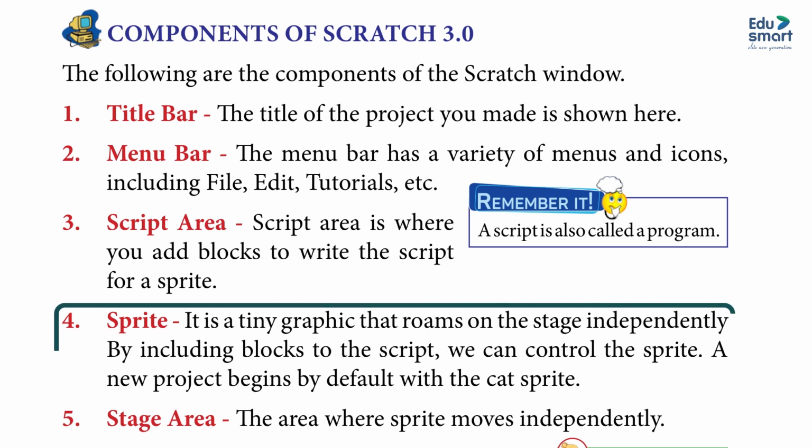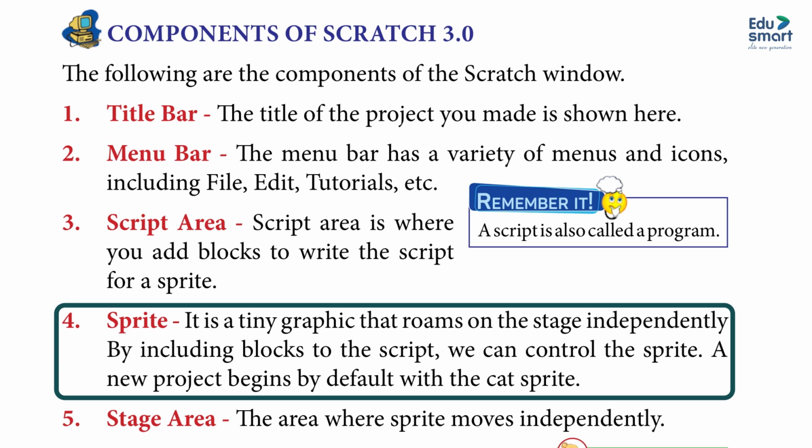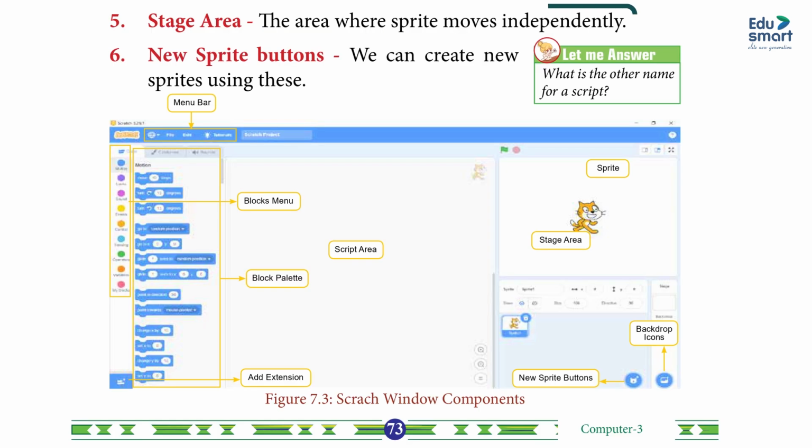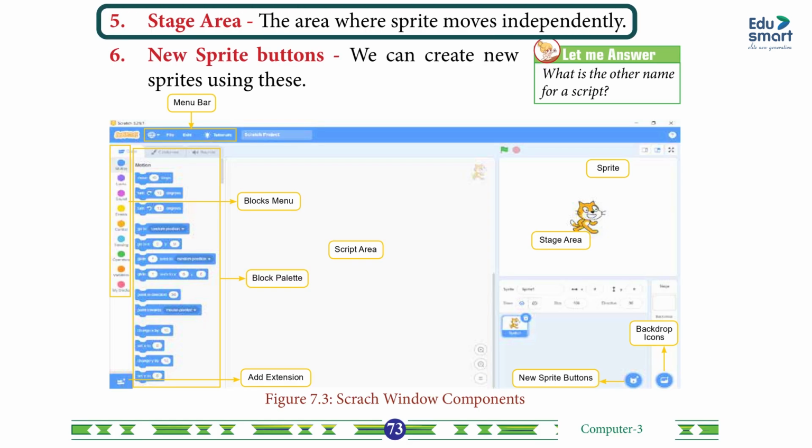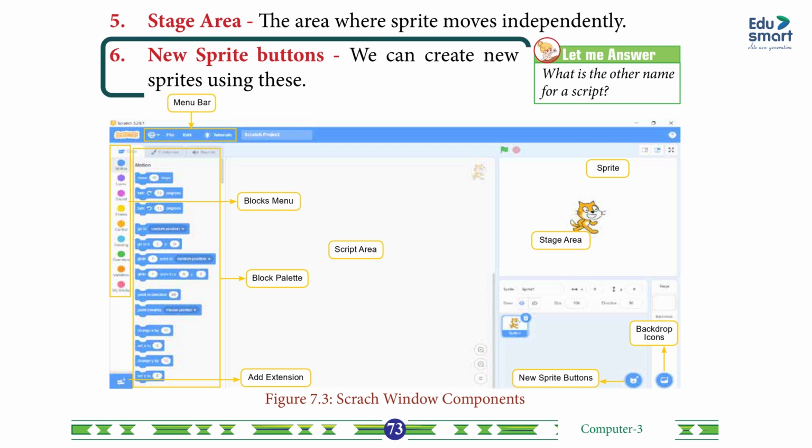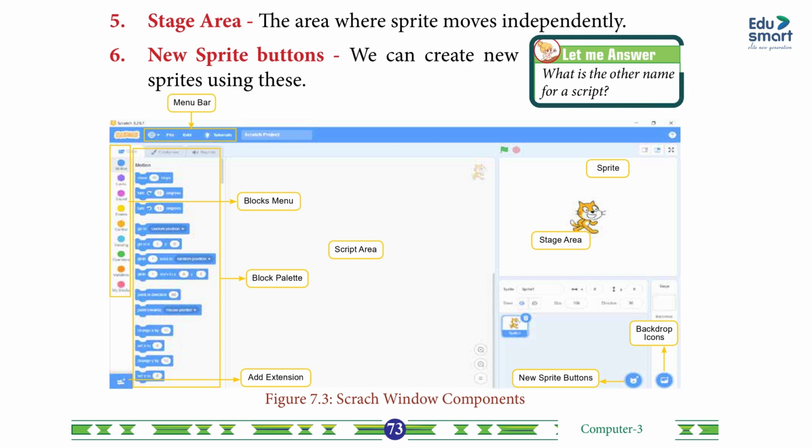4. Sprite. It is a tiny graphic that roams on the stage independently. By including blocks to the script, we can control the sprite. A new project begins by default with the cat sprite. 5. Stage area. The area where sprite moves independently. 6. New sprite buttons. We can create new sprite using these. Let me answer. What is the other name for a script?